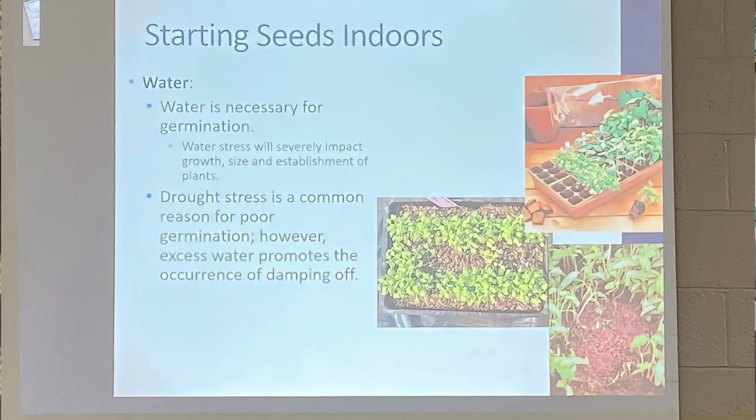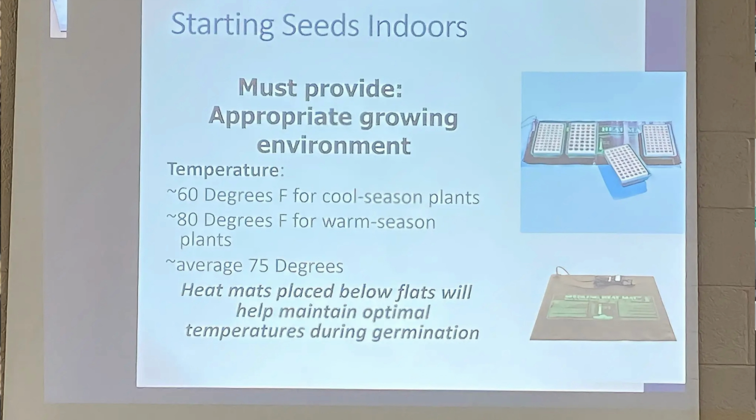Start seeds indoors. Water. Water is necessary for germination. Water stress will severely impact growth, size, and establishment of plants. Drought stress is a common reason for poor germination. However, excess water promotes the occurrence of damping off. Continued: you must provide an appropriate growing environment. The temperature needs to be about 60 to 80 degrees, average of 75. Heat mats placed below flats will help maintain optimal temperatures during germination.